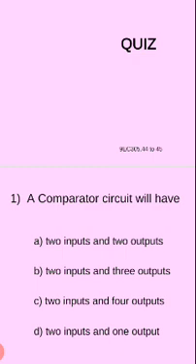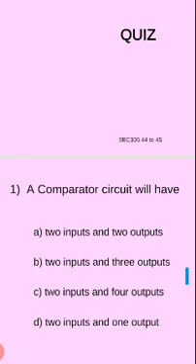A comparator circuit will have: option A, 2 inputs and 2 outputs. Option B, 2 inputs and 3 outputs. Option C, 2 inputs and 4 outputs. Option D, 2 inputs and 1 output.